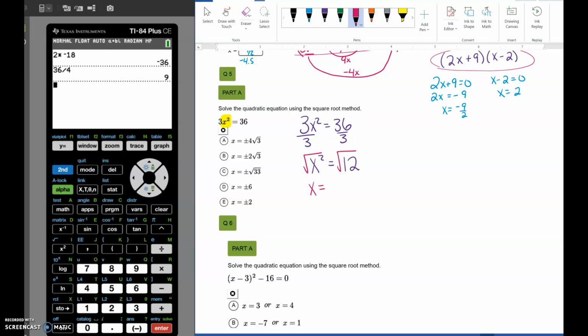What you need to remember is when you put a square root in, you have to put a plus minus in front of it. So you might be looking at this and saying, okay, I see the plus minus, but none of these are the square root of 12. You need to simplify the square root of 12. The square root of 12 can be broken into the square root of 4 times the square root of 3. So x equals plus or minus 2 times the square root of 3.